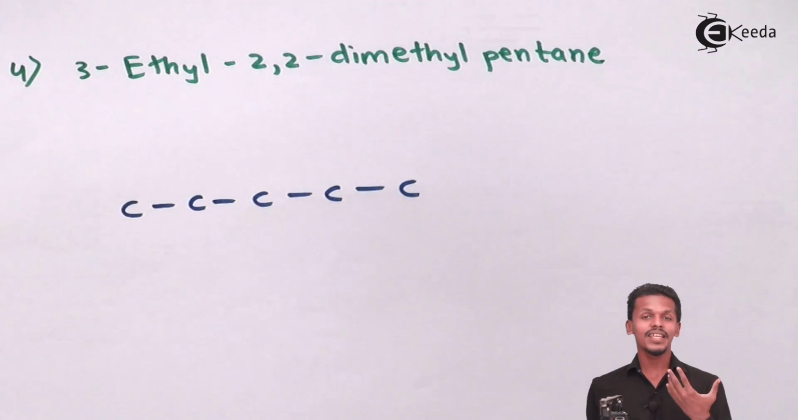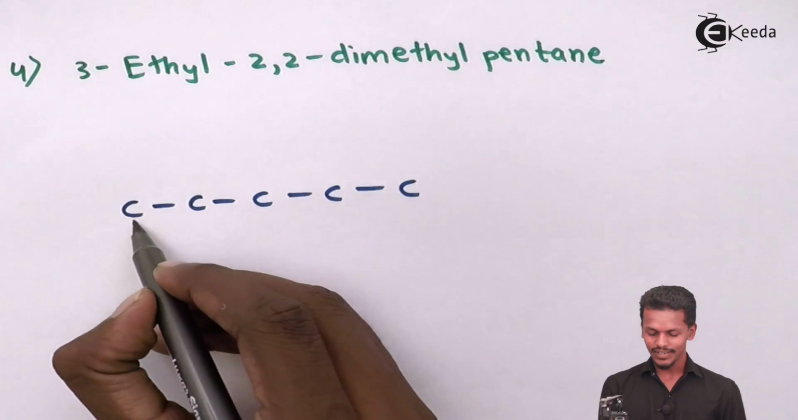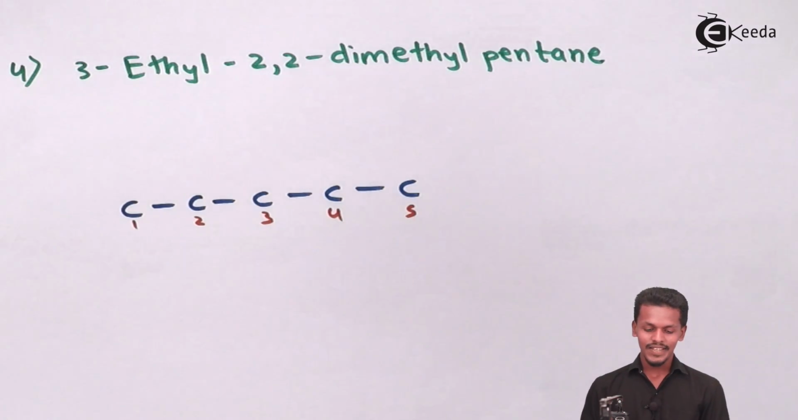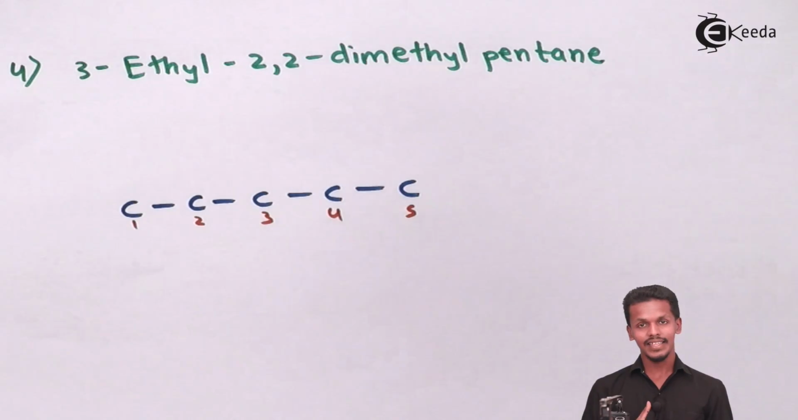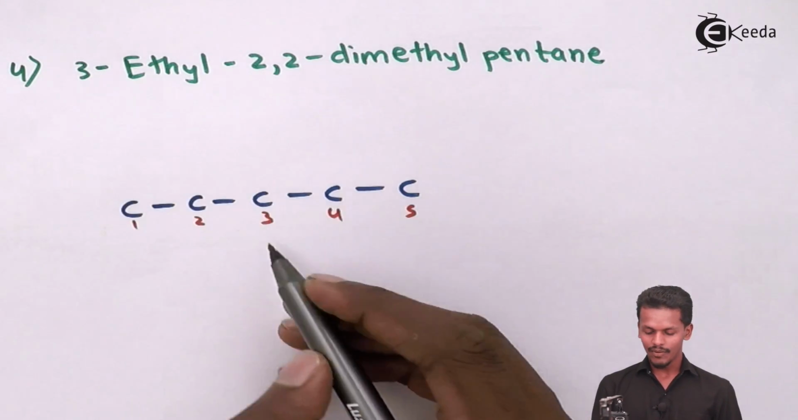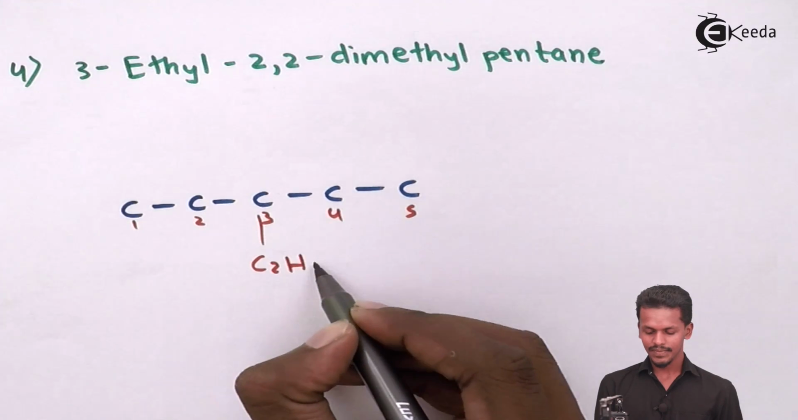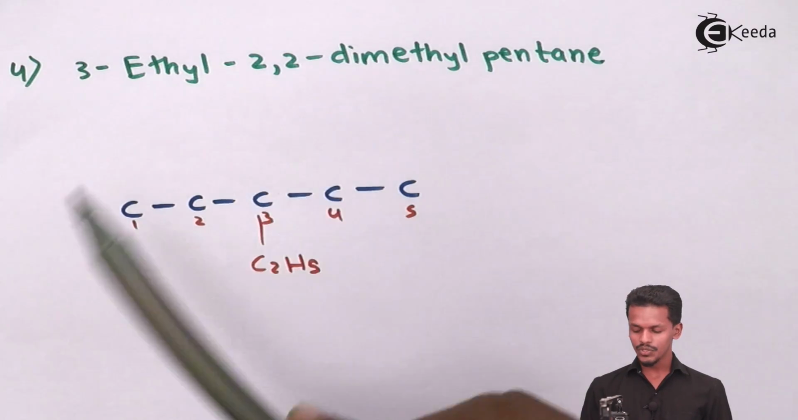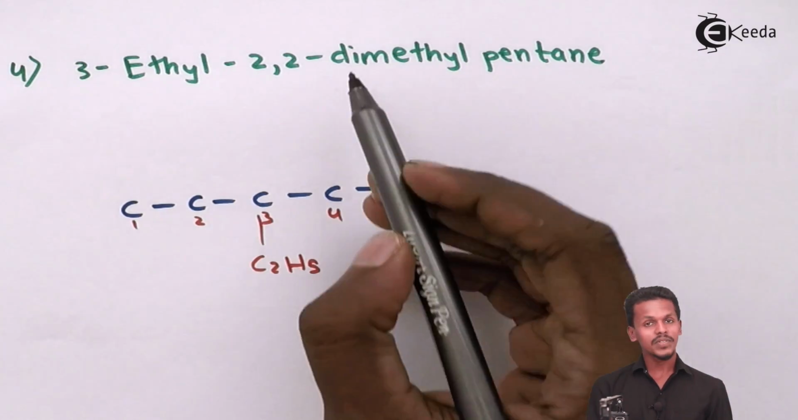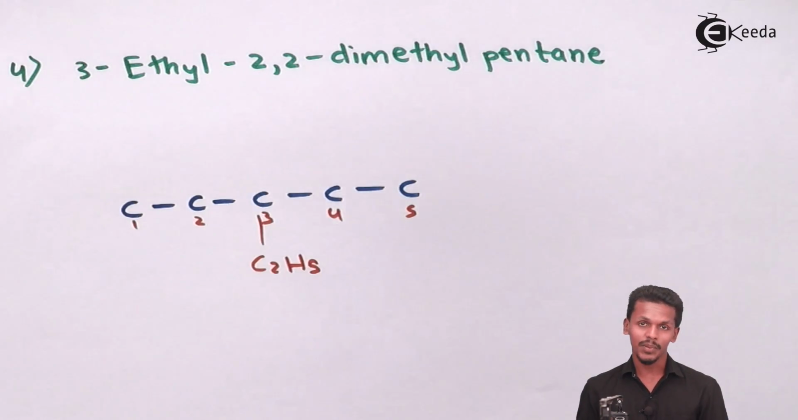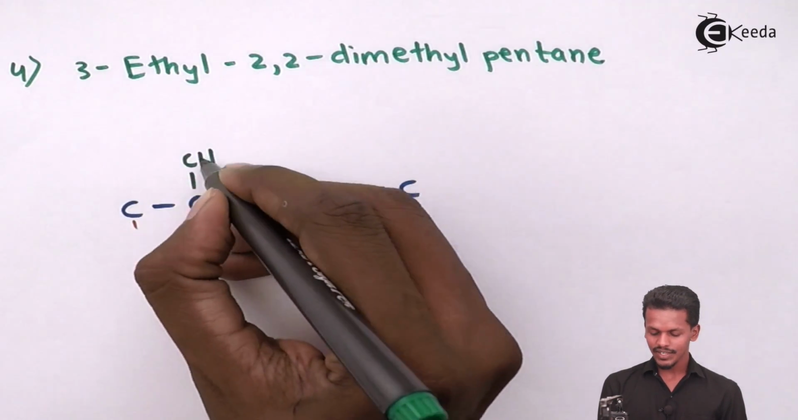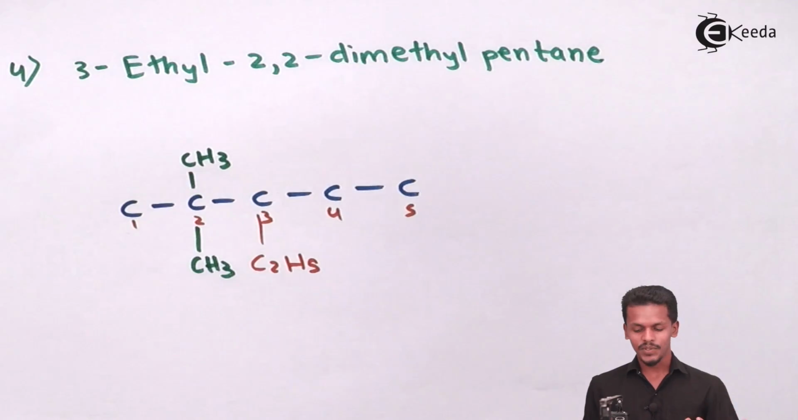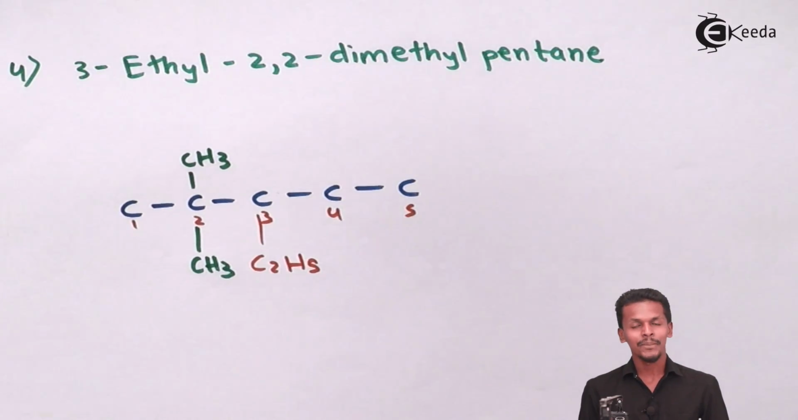But still numbering is very important, so we'll number it first as 1, 2, 3, 4, 5, and then we could add the substituents. In this case, on the 3rd position we could see that an ethyl group is present, so I would write it here as C2H5 or CH2CH3. That is the thing that we could write, and moreover on the 2nd position I could see that methyl groups are present, in fact 2 methyl groups on the 2nd position. So this would be CH3, that is for methyl, and again on the 2nd position methyl is present, making it 2 times or di CH3.